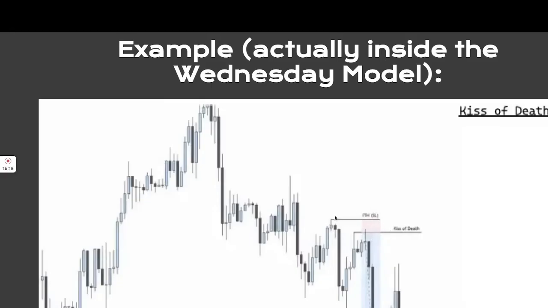Now I want to clear something up. Why is this an intermediate term high? Because there is a high on both sides of it. Intermediate term high. All right, very, very simple, very, very straightforward.